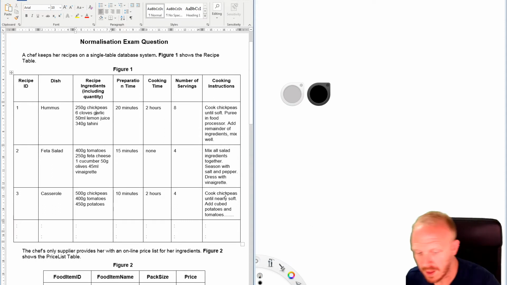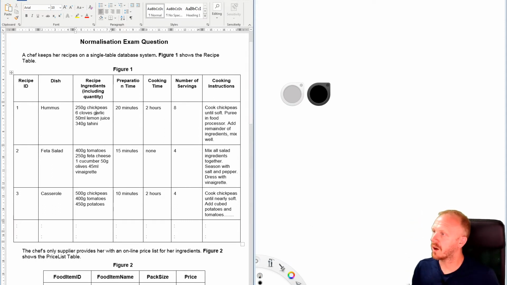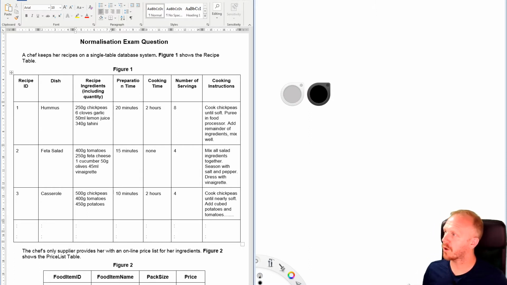There we go. So we know at the moment we've got a zero normal form table. We've got all our stuff shoved in here, but we know this is the part where we've got groups of repeated attributes. So our first normal form says we take out anything that's groups of repeated attributes. So what are the two things in there that are repeated? It's the quantity and the ingredient. So we'd probably have another table.